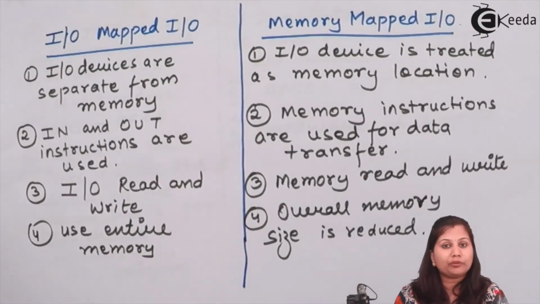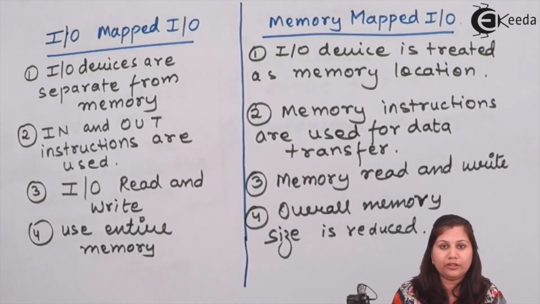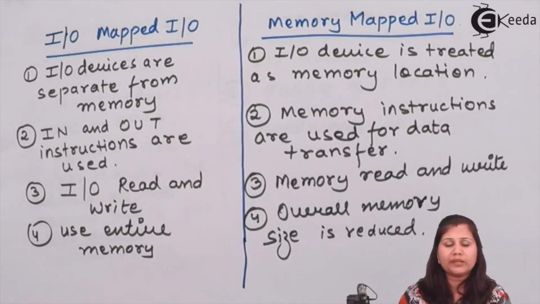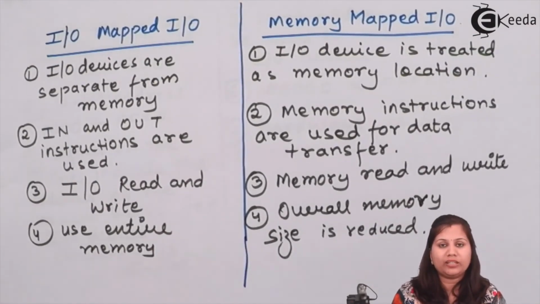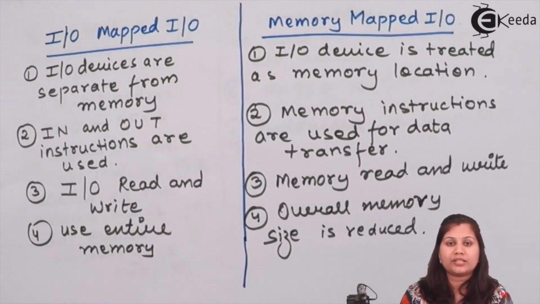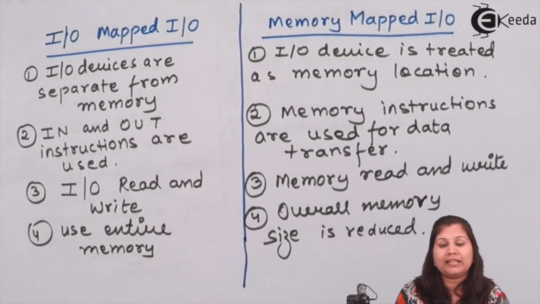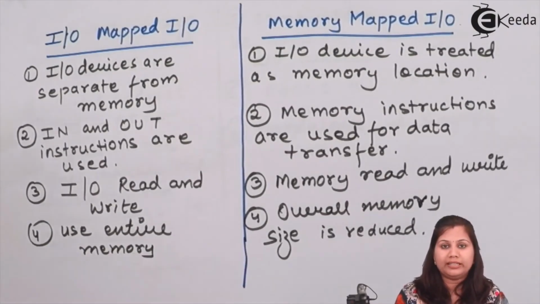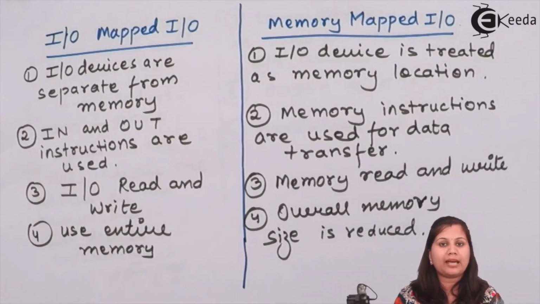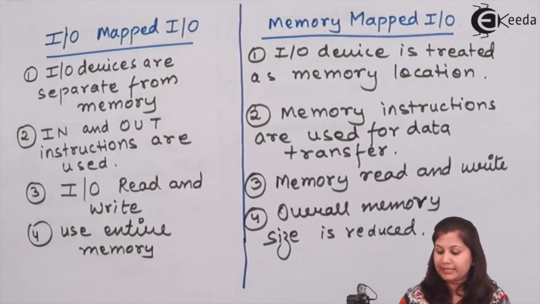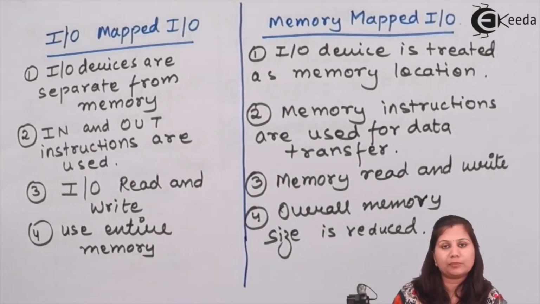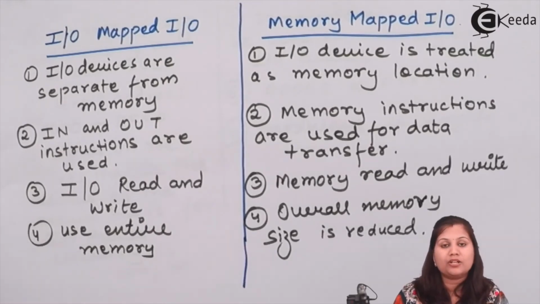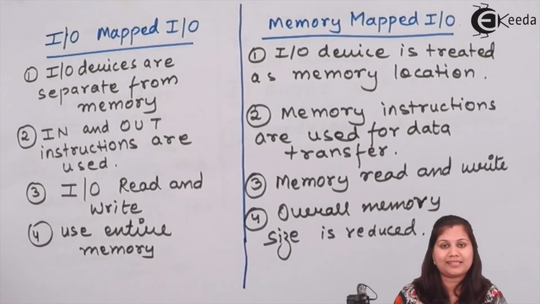Under the category of program control, we studied that in and out instructions are used, and we studied in detail how these instructions transfer the data from or to the input output devices. Then we studied the two techniques which are used for the interfacing: input output mapped and memory mapped. And then in the last, we studied the differences between the two techniques. So I hope that this topic is clear to you.